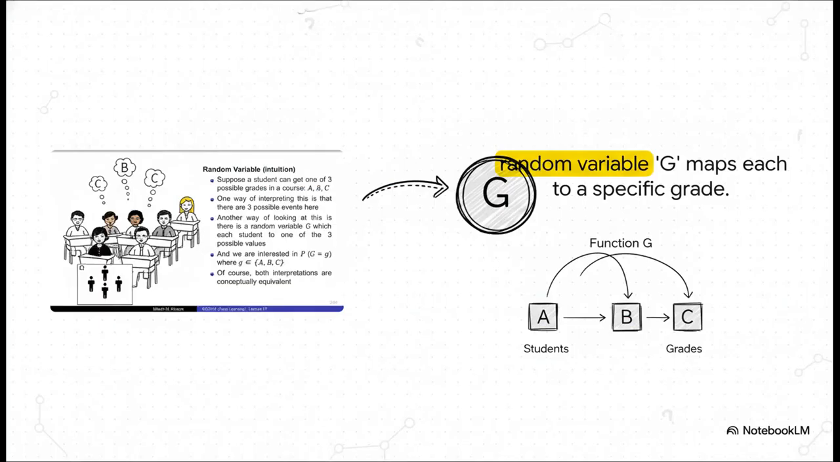Let's make this a bit more concrete. Look at the classroom on the left, right? Each of those students is a possible outcome in our little experiment. Now say we want to talk about their grades. We can create a random variable, let's call it G for grade. You could think of G like a little machine. You put a student in one end, and it gives you their specific grade, A, B, or C, out the other. It's really just a function that maps an outcome, the student, to a value, which is the grade.